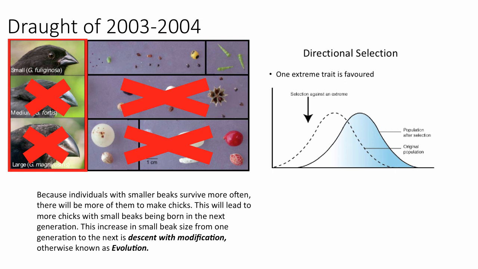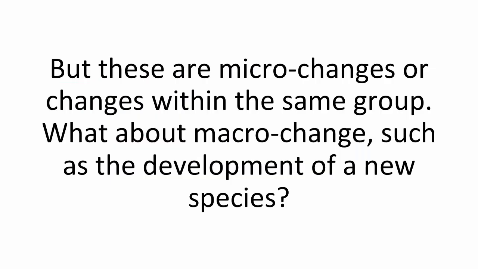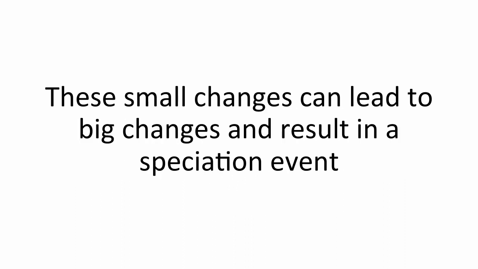Because individuals with small beaks survive more often, there would be more of them to make chicks. This would lead to more chicks with small beaks being born in the next generation. This increase in small beak size from one generation to the next is what we know as descent with modification, otherwise known as evolution. But these are micro changes, or changes within the same group. What about macro changes, such as the development of a new species? Well, these small changes do lead to big changes and result in speciation events.